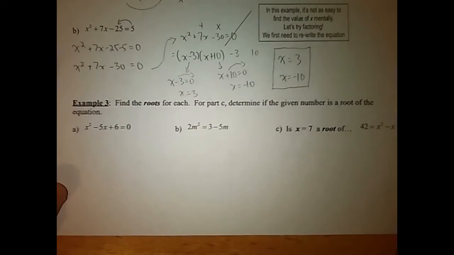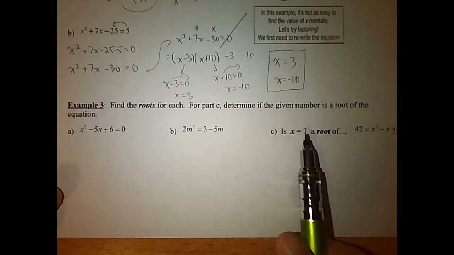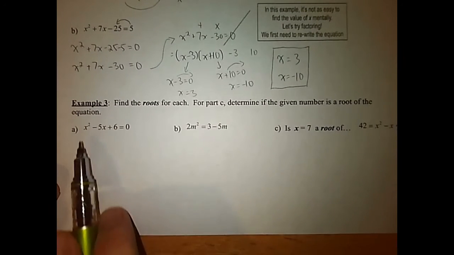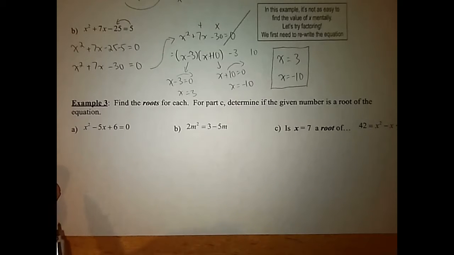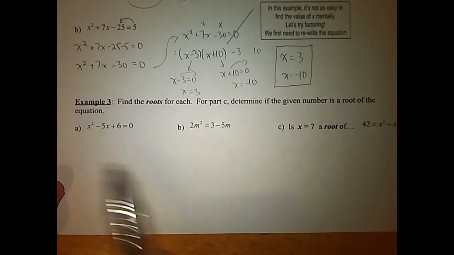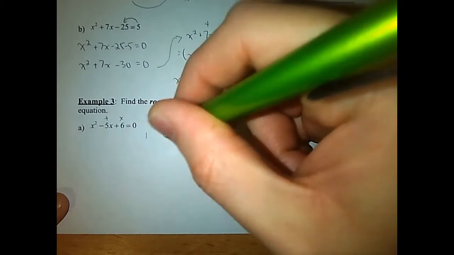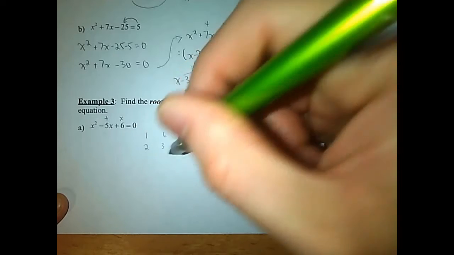So example 3 says, find the roots for each, and then for part C, determine if the given number is a root of the equation. So we have this here, I want to find the roots, so we just have to factor. I see the number in front here is 1, so again, two numbers that multiply to give this, that add to give this. So I see for 6, we have 1 and 6, 2 and 3.